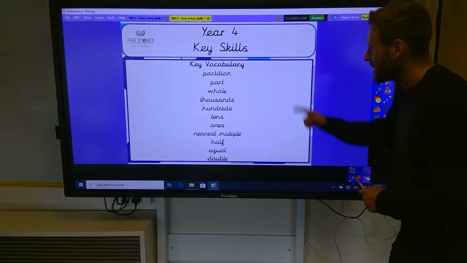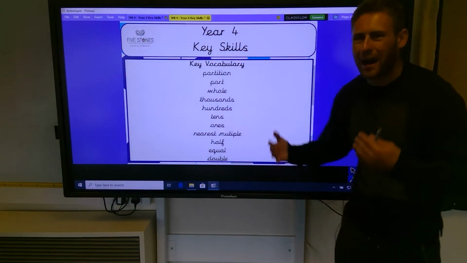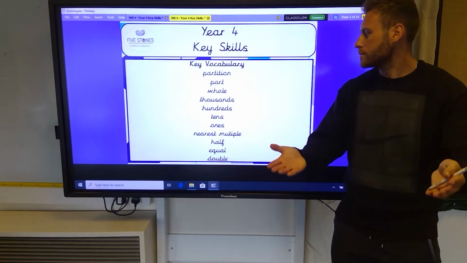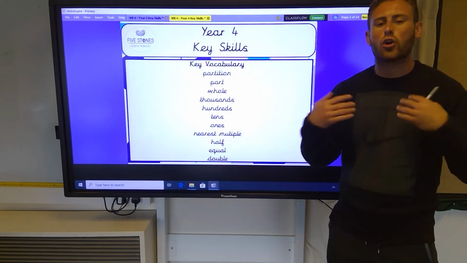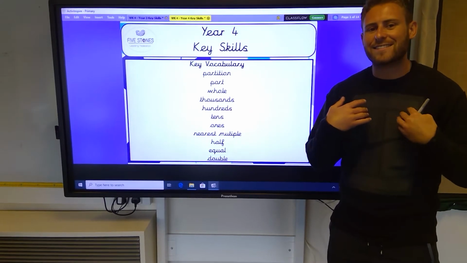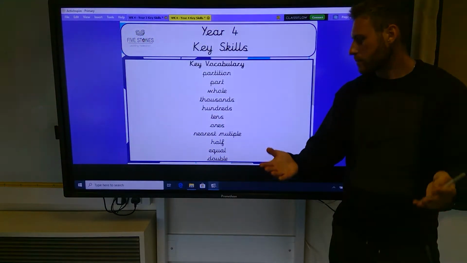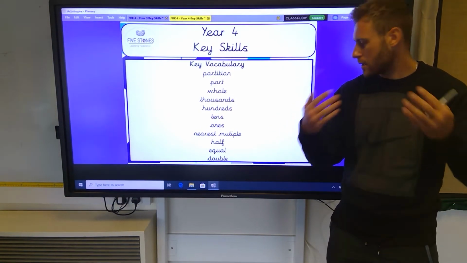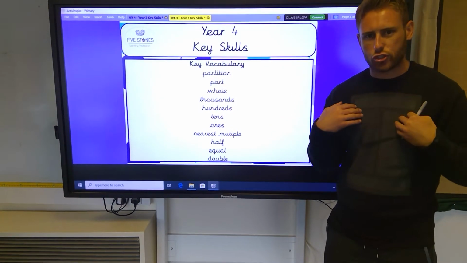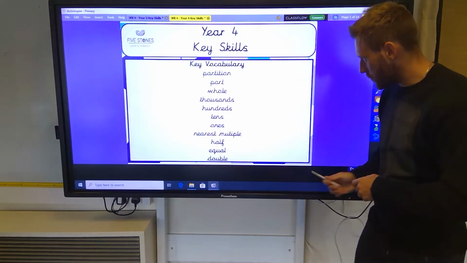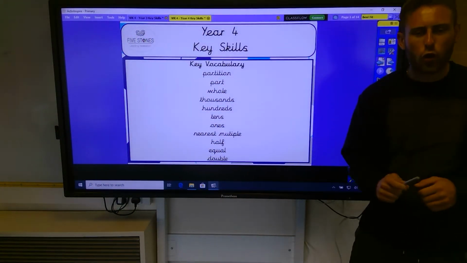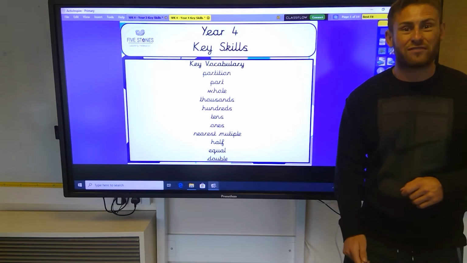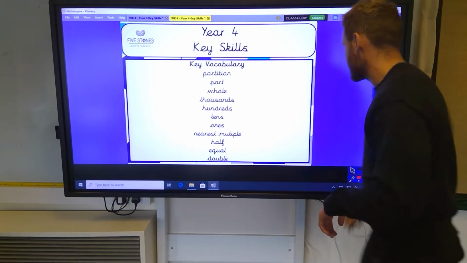Let's get started. The key vocabulary we'll come across is partition, part, whole, thousands, hundreds, tens, ones, nearest multiple, half, equal, double. Great, so if you could be using that really specific vocabulary to support your explanations, that would be fantastic and really help you develop that understanding of maths.